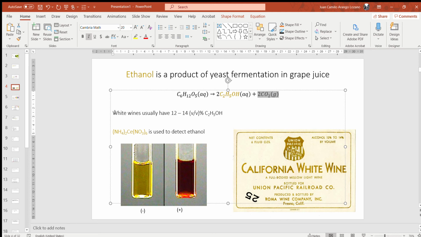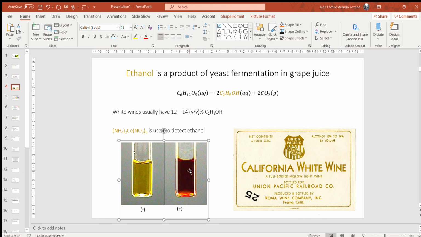White wines usually have 12 to 14 volume per volume percent of this ethanol, and normally this compound, ammonium cerium nitrate, is used to detect ethanol, or alcohols in general. In this case, this has the same role as phenolphthalein in the titrations. Once you add this compound, you can notice a change in color. And that's basically the reason why you can detect alcohol with this ammonium cerium nitrate reagent.